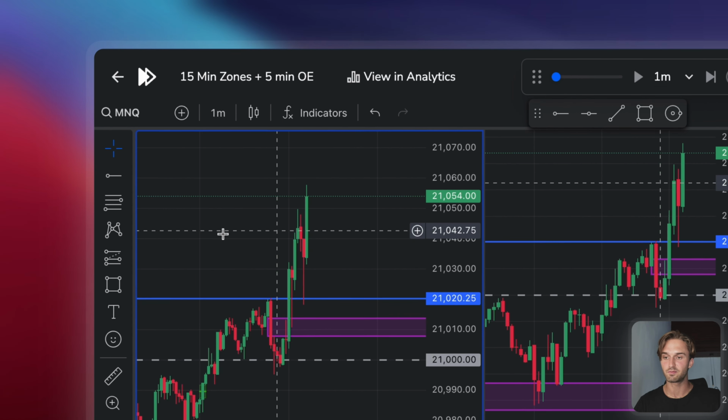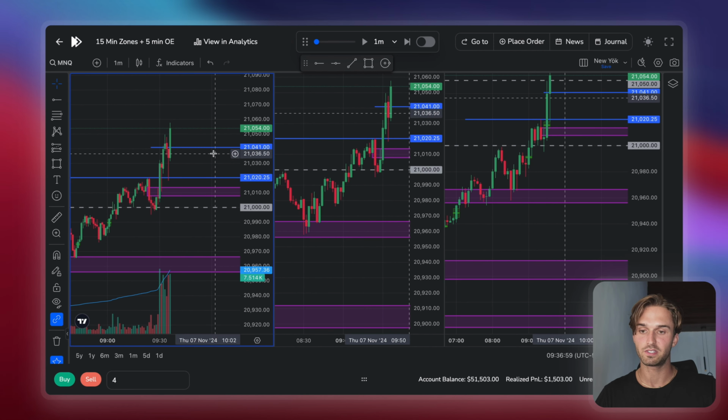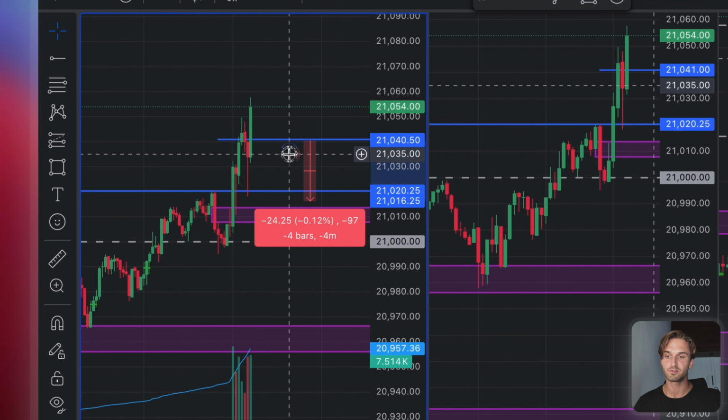All right, so here, if we get a push up above here, I would love to take a long. All right, so we got that. I'll just mark this here. That would be the break of candle high. We take a long. We have the stop loss underneath here, 24 points.